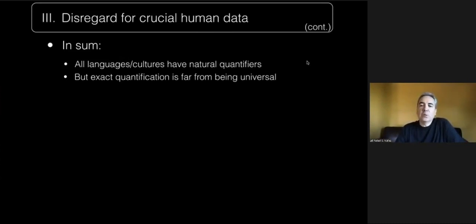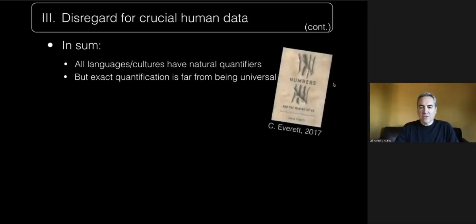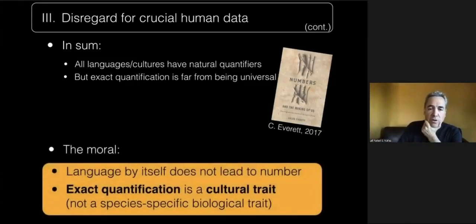So in sum, disregarding human data has some problems, because all languages and cultures have natural quantifiers. That seems to be an important piece of the equation here. But exact quantification is far from being universal. And this has also been treated in the work of Caleb Everett in this very interesting book called Numbers. So the moral of this part of the talk is that language by itself does not lead to number.